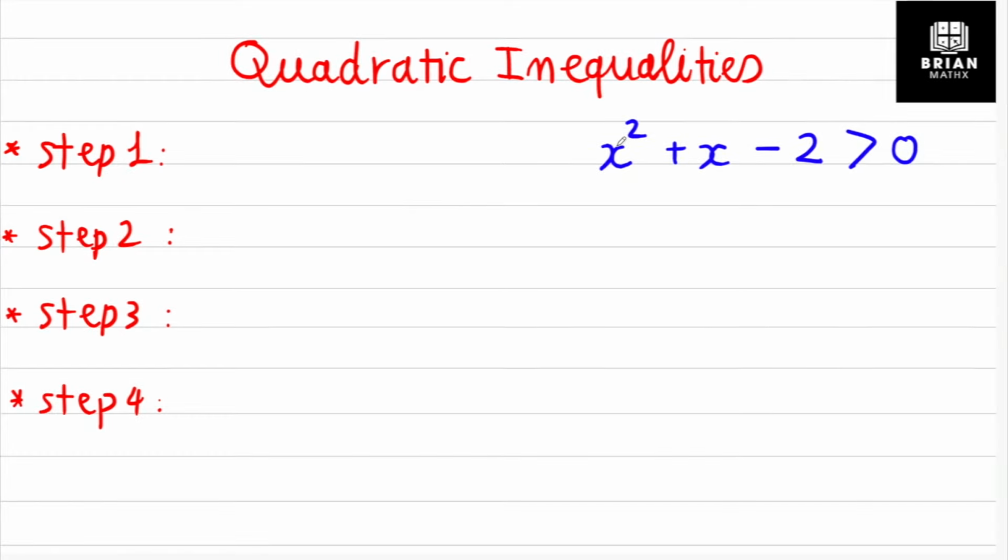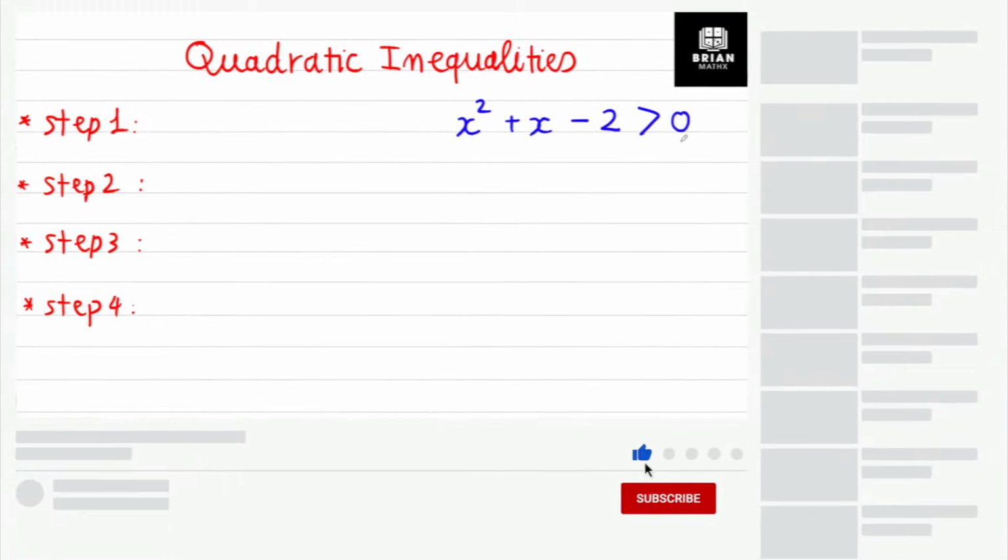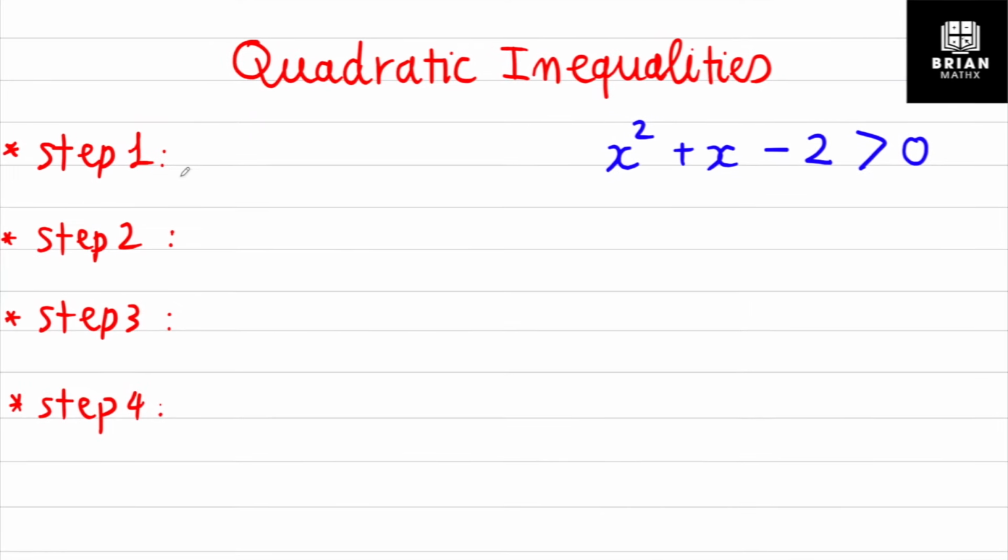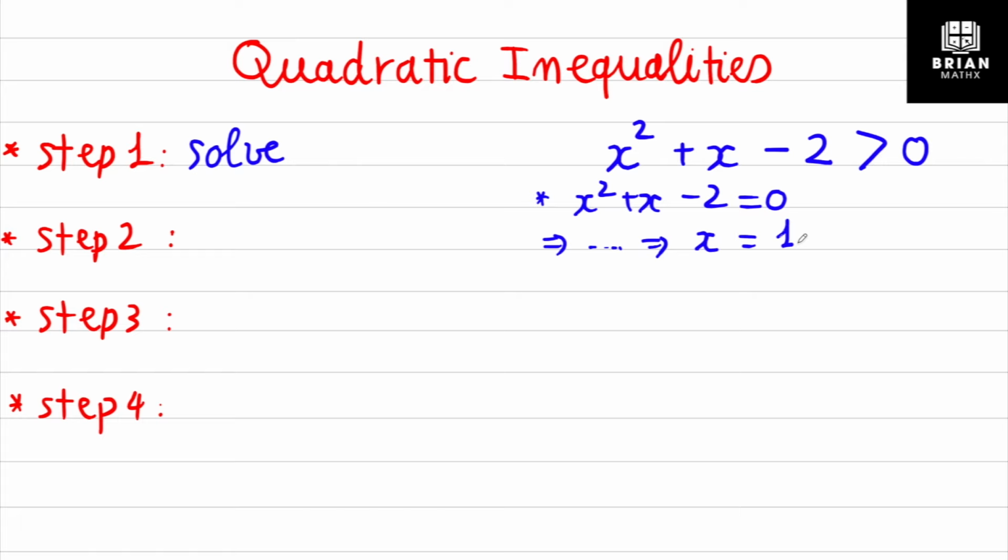Okay, you have the example x squared plus x minus 2 greater than 0 here, and how can you solve it? The first step of a quadratic inequality is to solve the quadratic equation. What does that mean? You change the inequality into an equation like this. Very easy. Change the greater than sign to equal 0. And then you solve this quadratic equation by factorizing, using the quadratic formula, completing the square, or maybe using your calculator, and you will have the solutions x equal to 1 and x equal to negative 2. That is the first step.